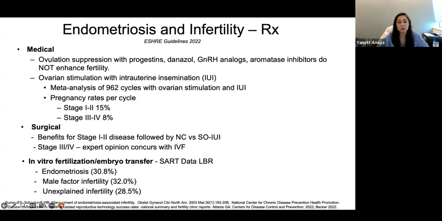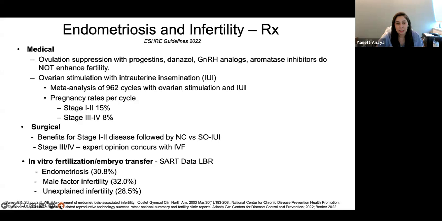As far as surgical treatment of these patients, we do find that doing surgery for patients that have more mild endometriosis, so stage 1 and 2, will have a benefit as far as helping with their fertility. And after surgery, patients, depending on what other factors are going on, the next step could be just trying to conceive naturally after surgery, as a lot of that inflammatory environment has been decreased after surgery, versus potentially going to doing the superovulation with intrauterine insemination.